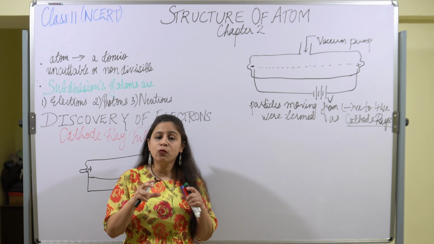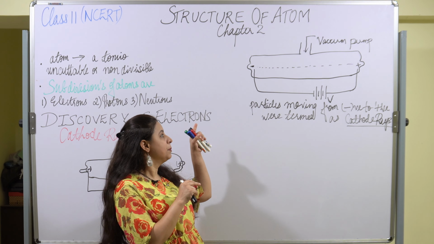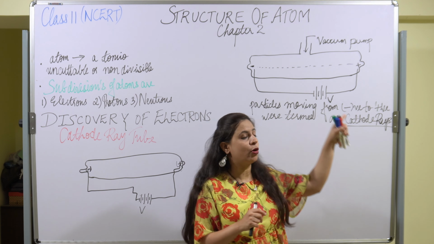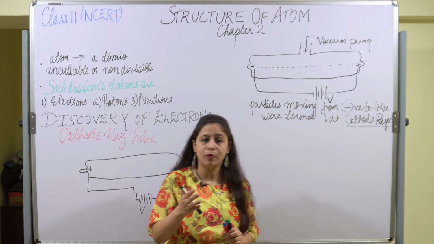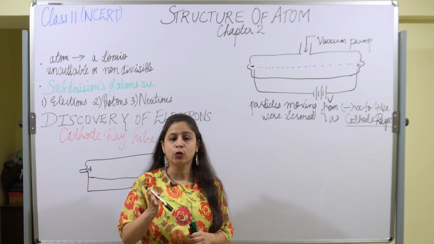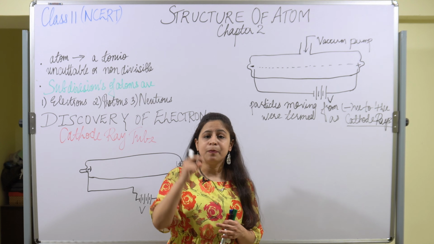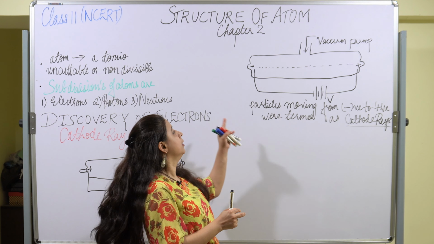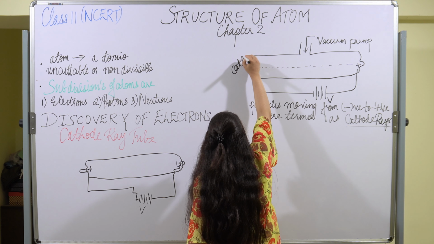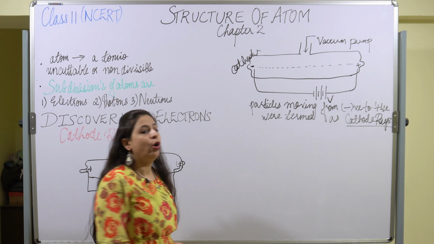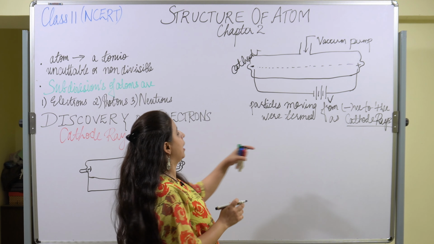The only thing to be noticed by the scientists and by Faraday was that some particles are moving from the negative to the positive end, and those particles were just named cathode rays, or in some books cathode particles, because they originated from the cathode, and the cathode is the negative terminal of the electrode. So they were named cathode rays.